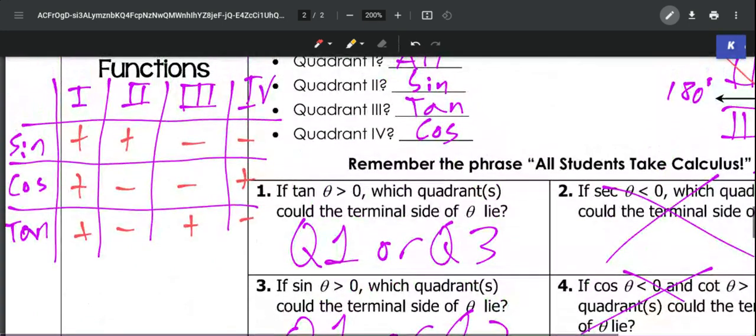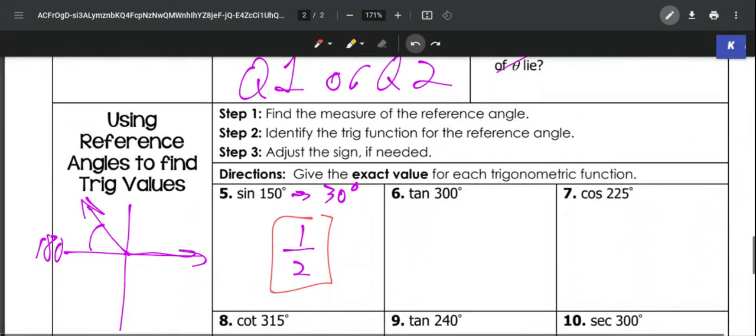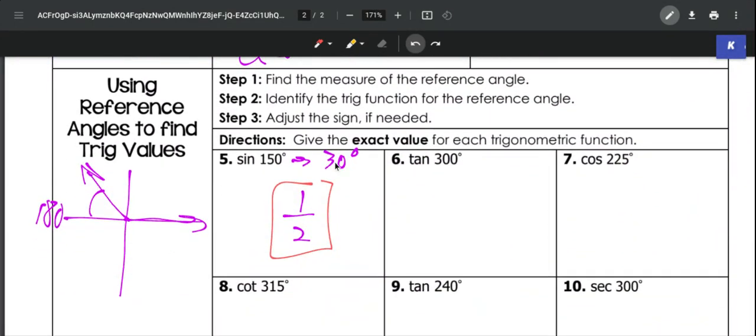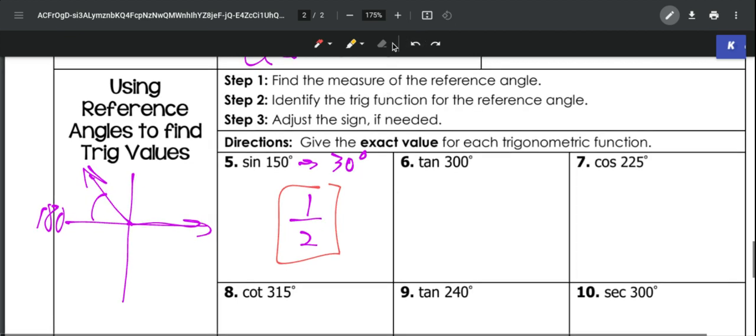If it were in quadrant 3, we would have made this number negative because sine in quadrant 3 is negative. So that's the process we use here. We use a reference angle first, then we identify the value that goes with that trig function. Then we identify which quadrant it's in and determine our sign off of that. So we'll do a few more.